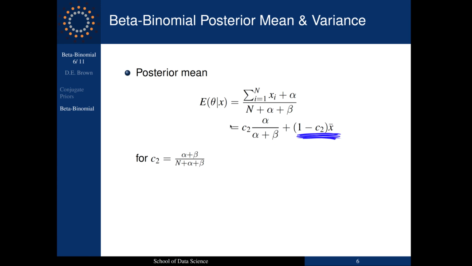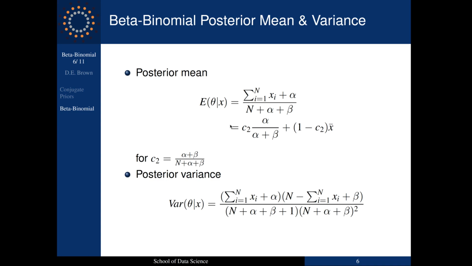So it's a weighting of the prior mean, alpha over alpha plus beta, plus a weight times the sample average. And notice that given that C2 weighting, as n gets large, C2 gets very small, which means that our posterior mean is not going to have very much of the prior mean in it. In fact, it's going to be almost entirely the sample average. So as n gets large, we're going to converge to the sample average.